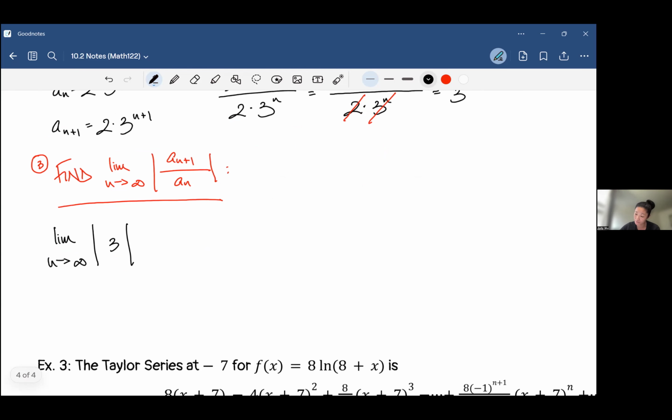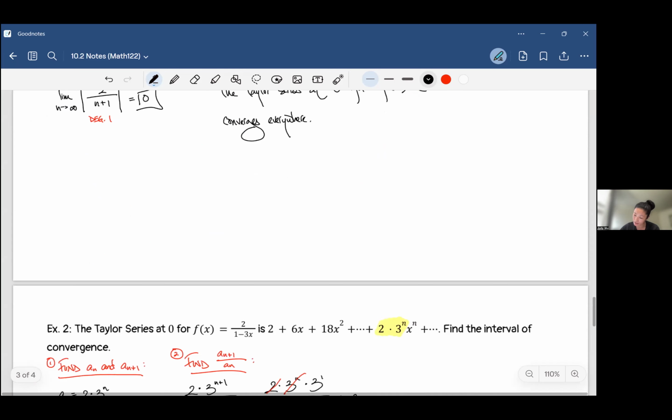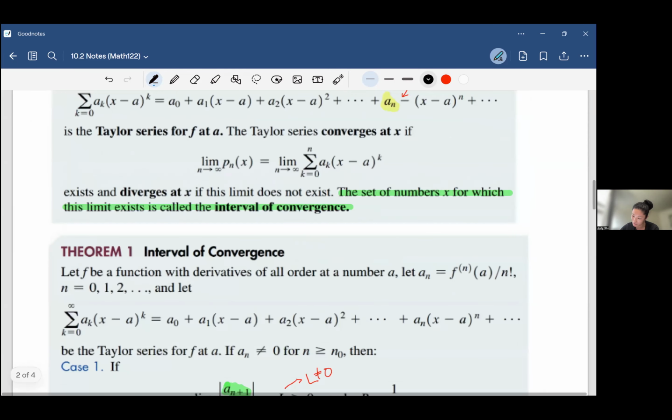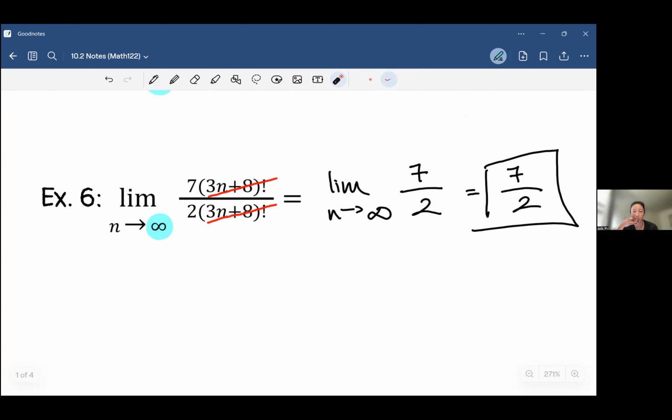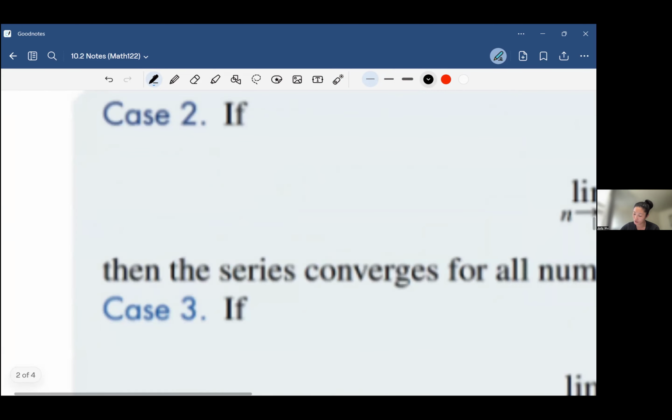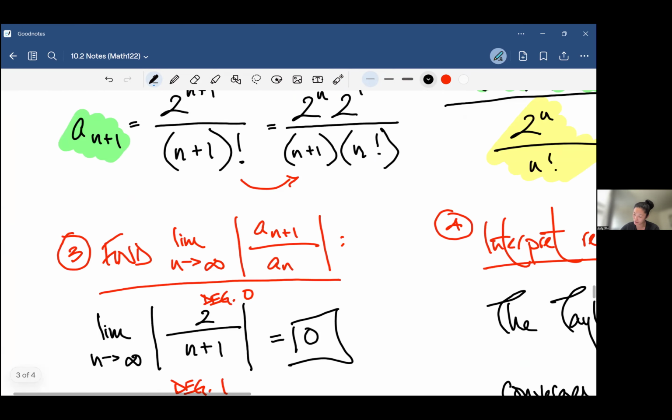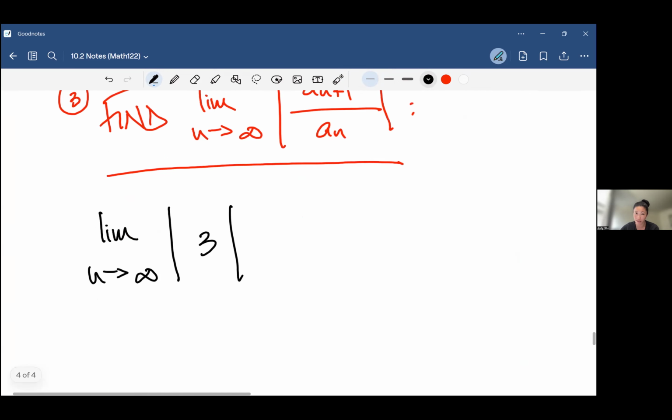That's okay. Let's go back for a second, way back to video 1 stuff. This actually looks kind of similar to example 6 back here. When we canceled those out, we just got 7 over 2, and because there was nowhere to plug in n, it's just 7 over 2. So even though this is a different equation, we end up with 3. This means my limit as n approaches infinity is just 3.